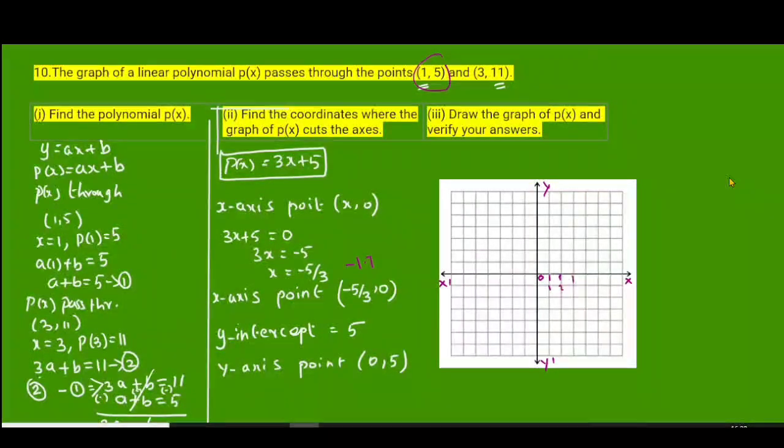1, 2, 3, 4, 5, 6. Here -1, -2, -3, -4. Now the negative part is not needed because the 2 points given are positive points, first quadrant points. So (1, 5) is this point, then (3, 11).